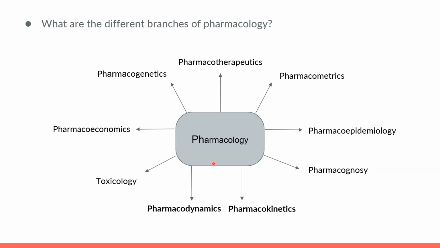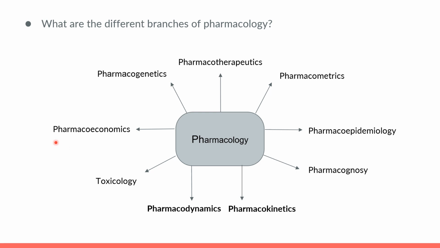What are the different branches of pharmacology? In pharmacology, we have so many branches, and on top of them, we have pharmacokinetics, which study the journey of the drug from the moment that it is administered to the moment where the active ingredient is free to bind to its receptor and do its pharmacological effect. Pharmacodynamics study everything that comes after pharmacokinetics, where the drug is free to bind to its receptor and where it will exert its effect.